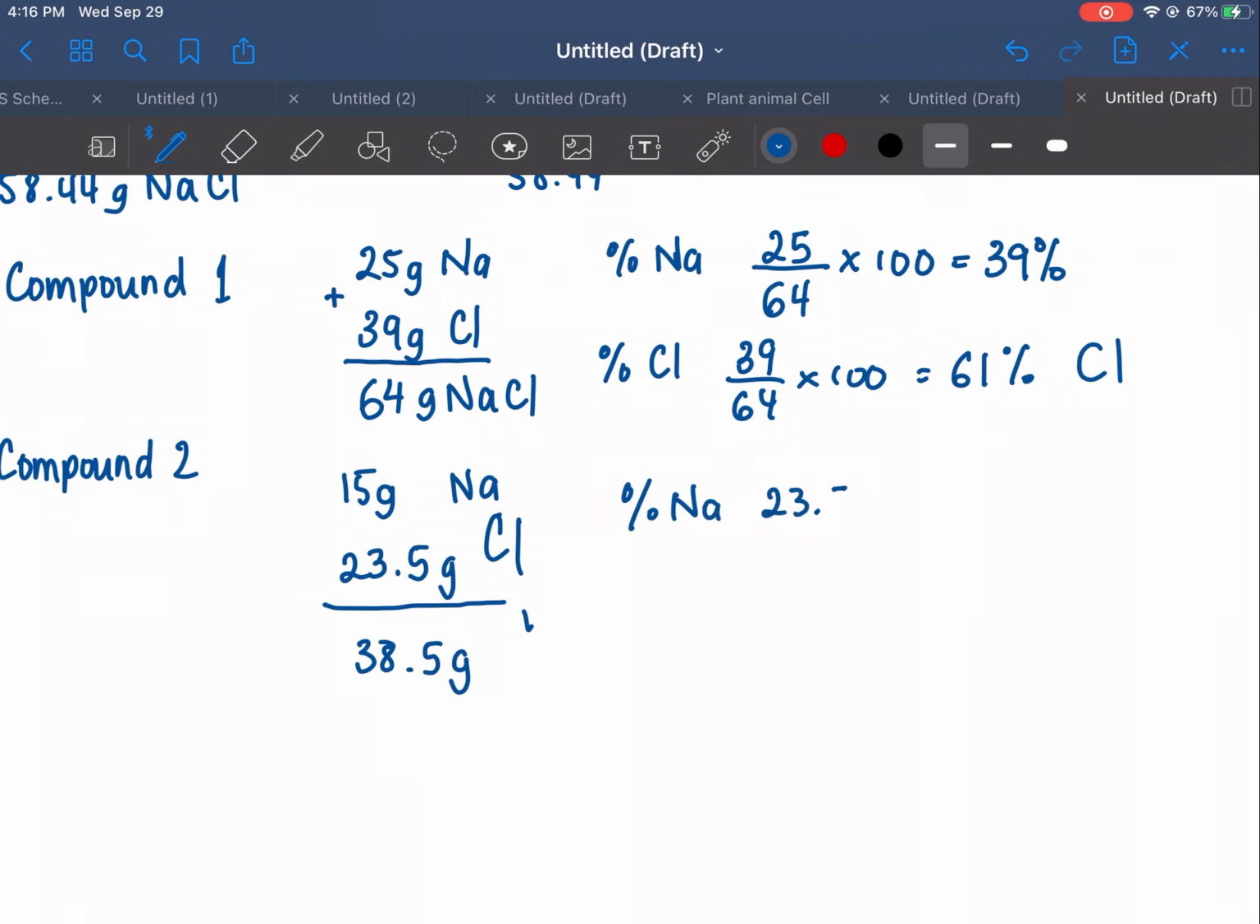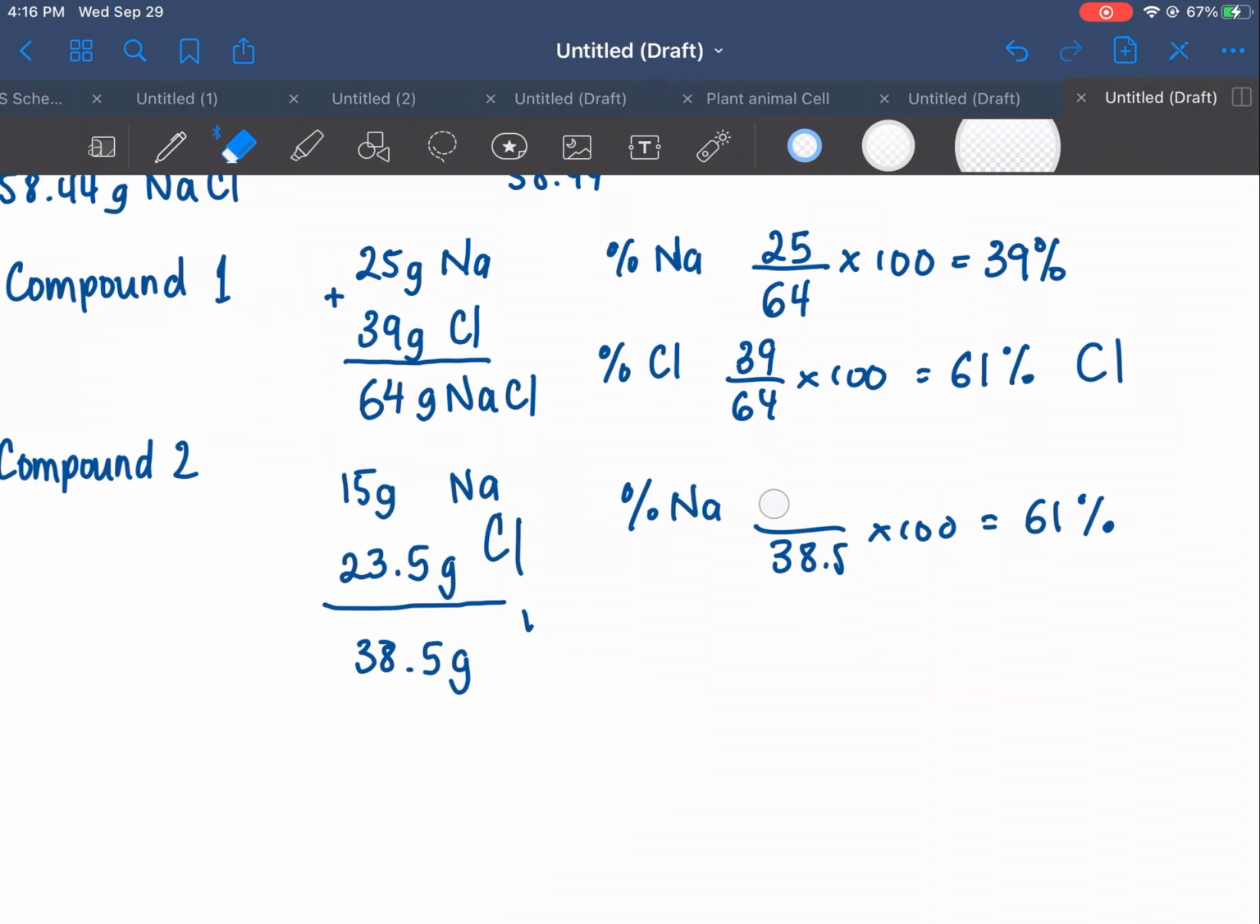Let's put 23.5 divided by 38. That's wrong. It's sodium. Okay. Why did I even write 61 when I know it's wrong? It's sodium. Right now what I calculated is chlorine, but I'm looking for the percentage of sodium, not chlorine. So let's go and erase that and put the amount of sodium, which is 15 grams. Divide by 38.5, multiply by 100.